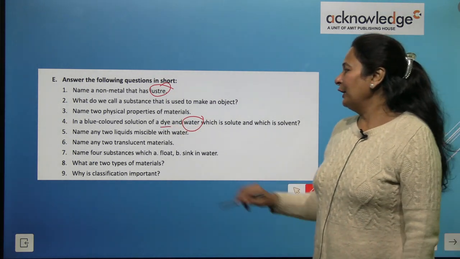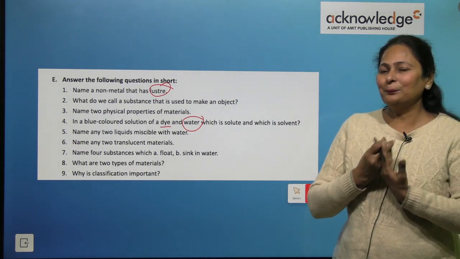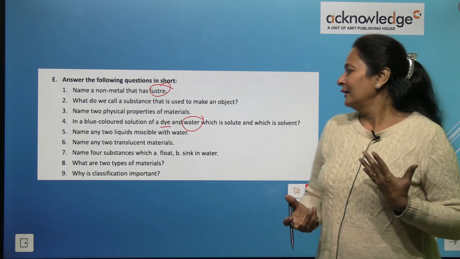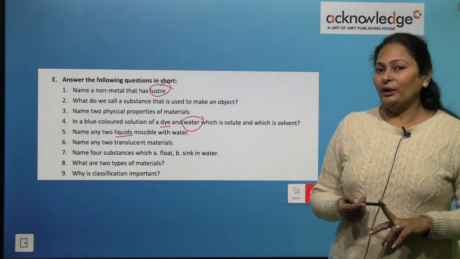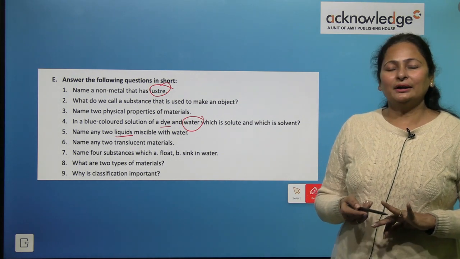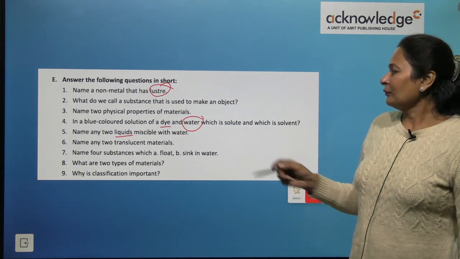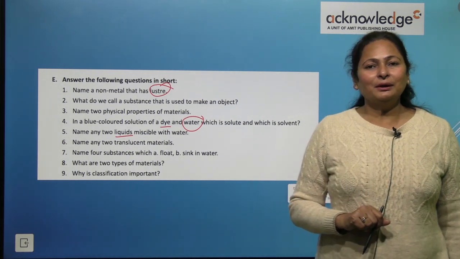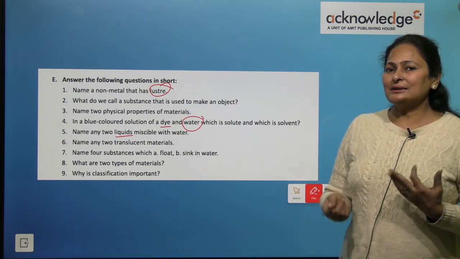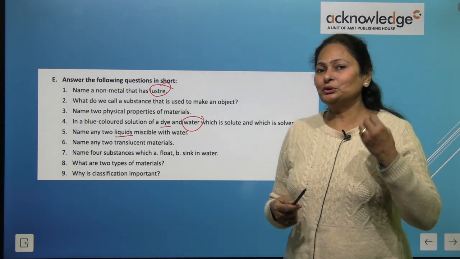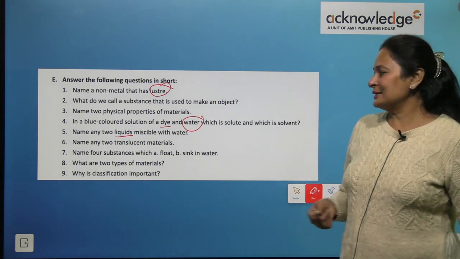Name any two liquids miscible with water. Miscible means it is dissolved completely. You cannot identify it in the liquids, but you need to name the liquids. Liquids like vinegar, we have talked about vinegar. Vinegar is completely miscible in water, and soda too. Name any two translucent materials. Translucent materials can be like plastic sheets. Some plastics allow you to see through them completely, and some are translucent. The frosted glass too.